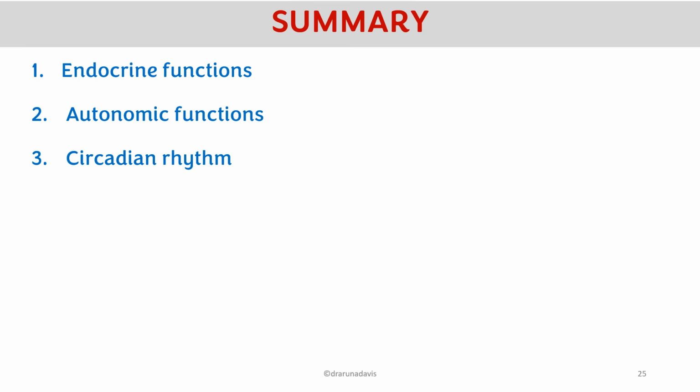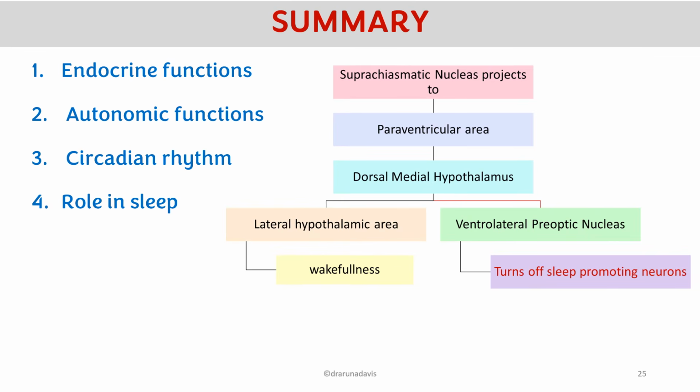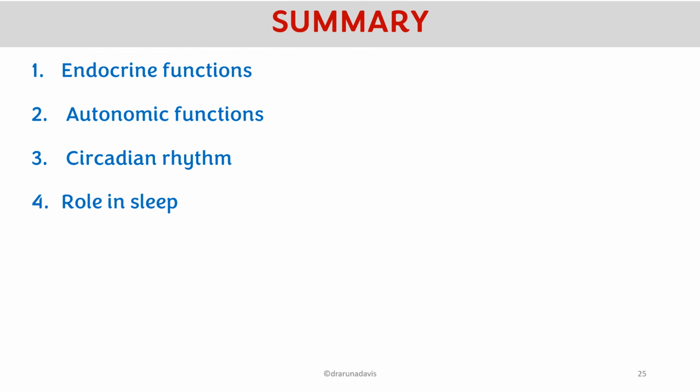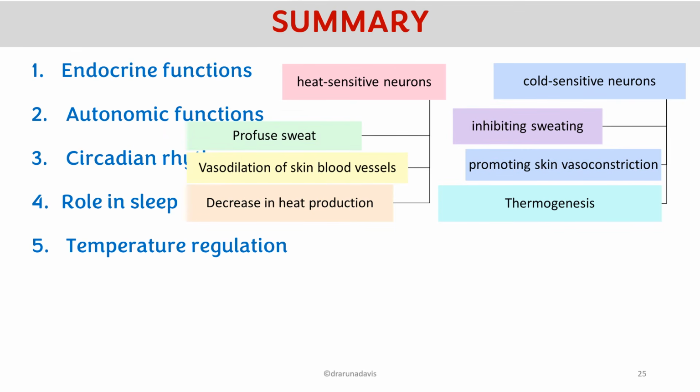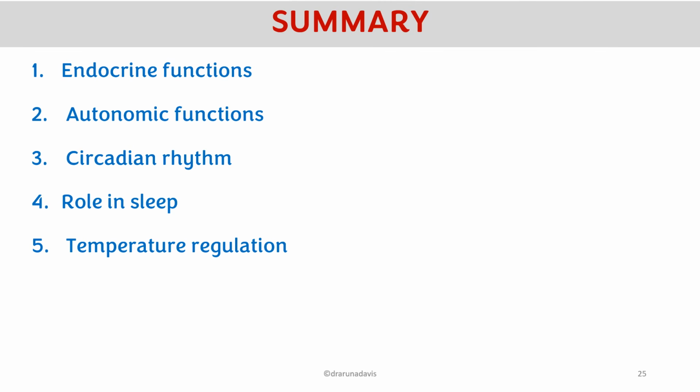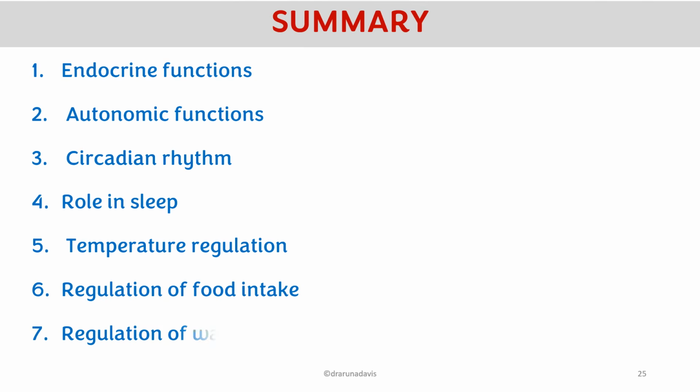Then we talked about the sleep-wake cycle, or the role of hypothalamus in sleep, and there we talked about the sleep promoting as well as the wakefulness promoting areas of the hypothalamus. And then we talked about the temperature regulation, where we talked about the heat sensitive neurons and the cold sensitive neurons and what are their effects. Then we talked about the regulation of food intake, the flowchart of which is available in a separate video which I've taken exclusively for regulation of food intake, because it's got a bit more information, so that is why I did not include it in this particular segment.